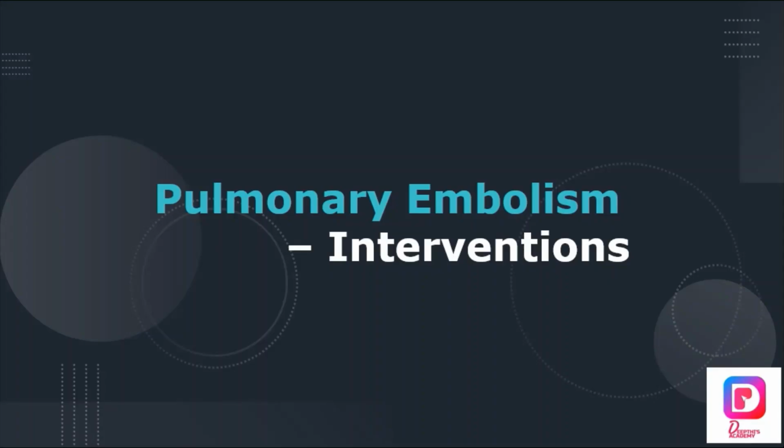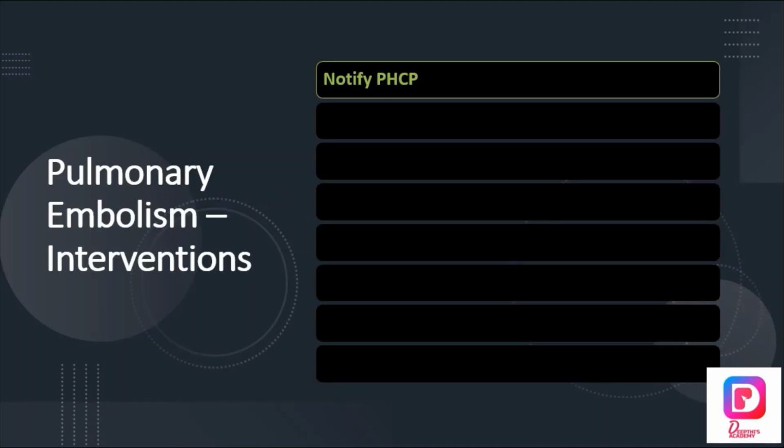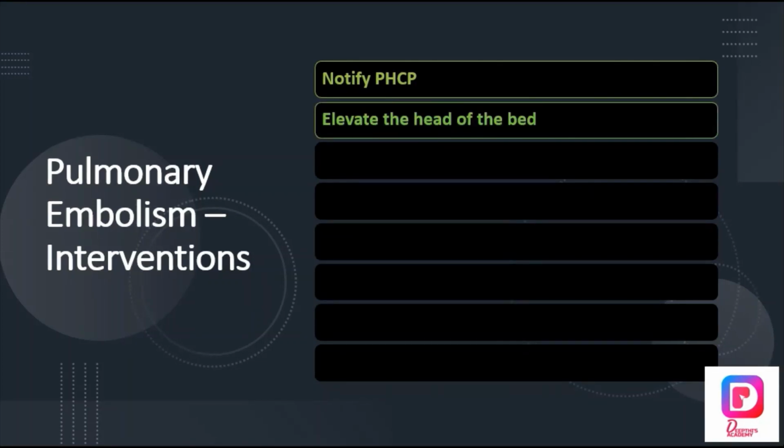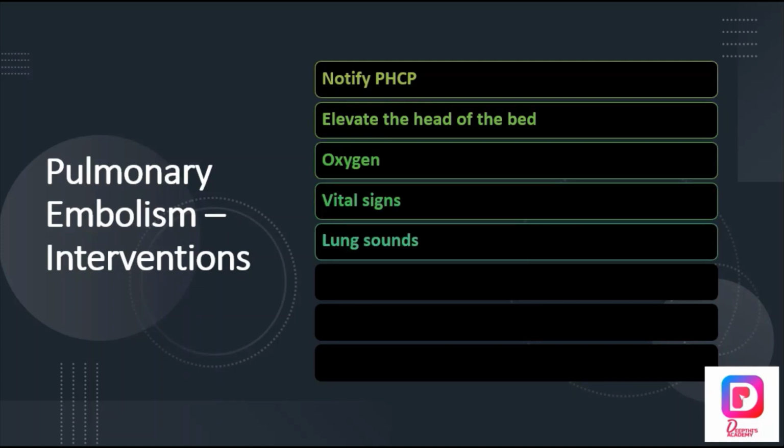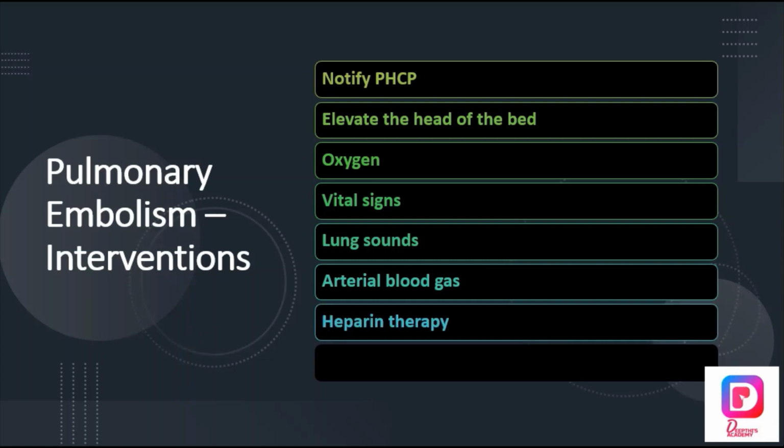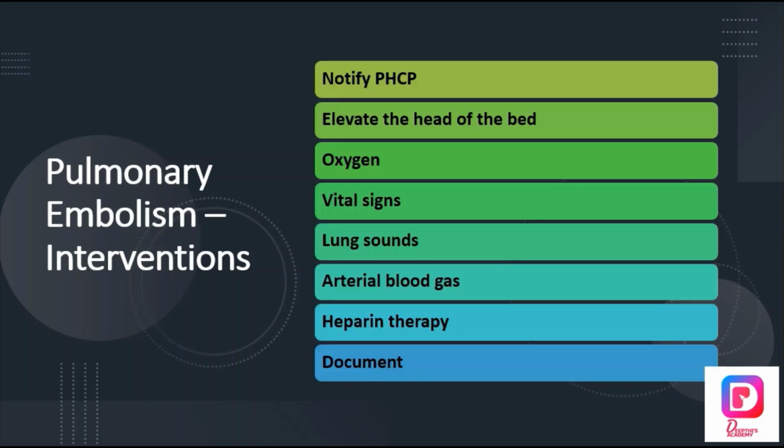Let's discuss the interventions that can be given for the patient with pulmonary embolism. Notify the rapid response team and primary healthcare provider. Reassure the client and elevate the head of the bed. Prepare to administer oxygen. Obtain vital signs and check the lung sounds. Prepare to obtain an arterial blood gas (ABG). Prepare for the administration of anticoagulant therapy and other therapies. Document the event, interventions taken, and the client's response to the treatment.